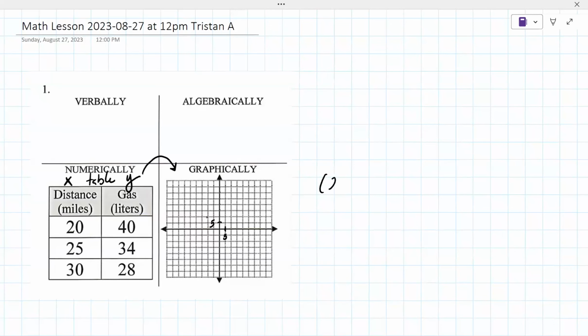So the first ordered pair is 20 on 40. You just count that out: 5, 10, 15, 20. 40 is up there. Then 25, 34. This one you're kind of estimating where it is. It's like there. And then 30 comma 28 is a little bit lower, right in there, maybe. Is that clear? Yeah. All right.